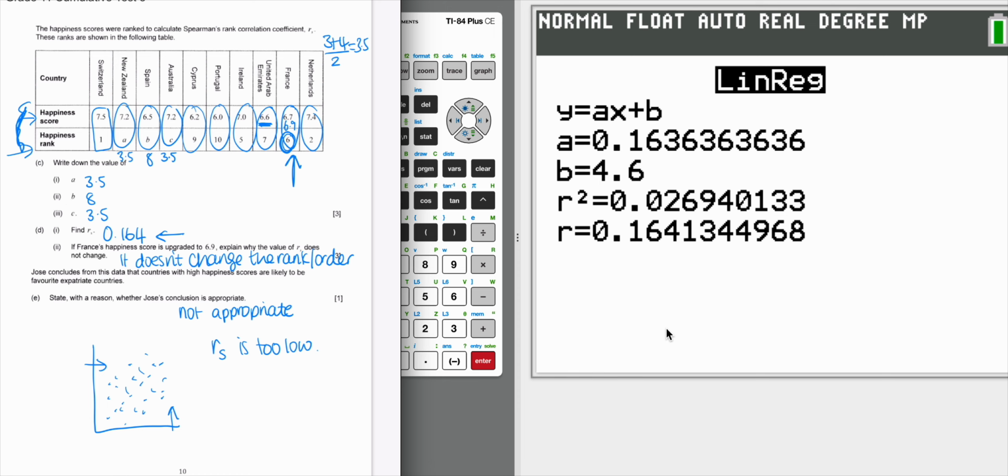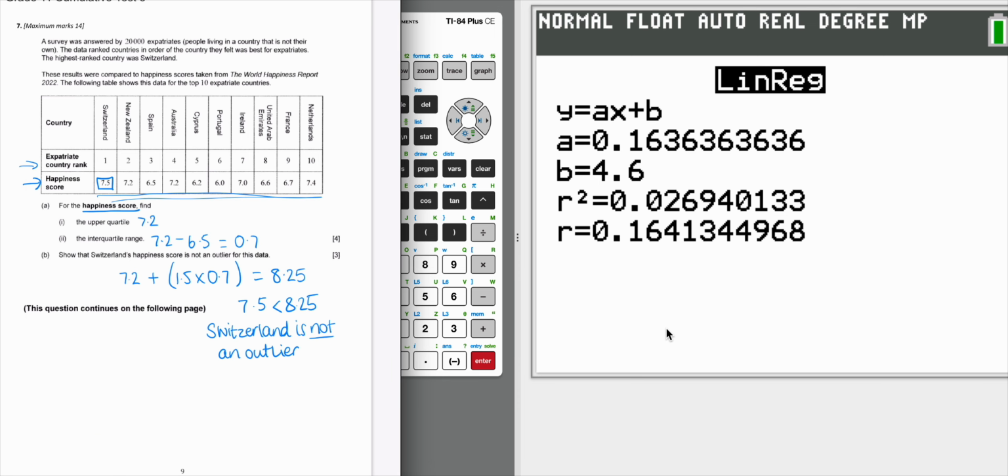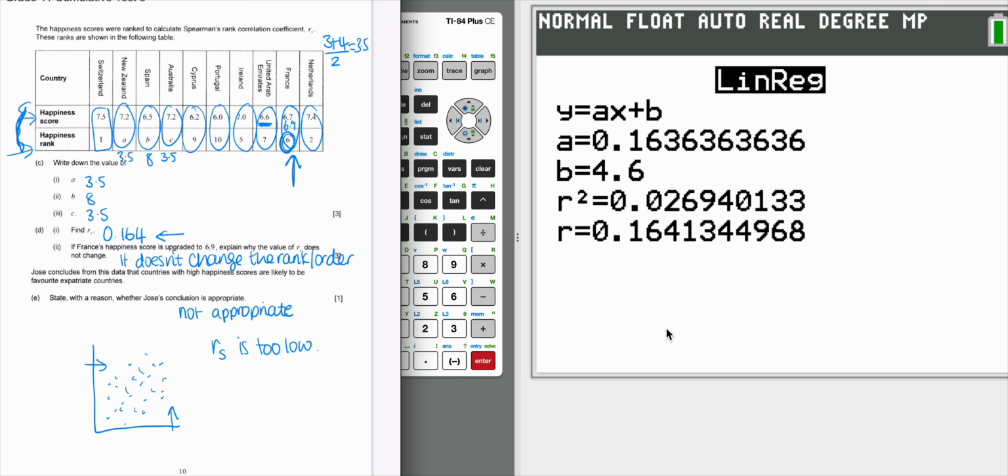So the marks for this question, the first one is 1 mark for the, 2 marks for the upper value, and then 2 marks, one of which would be for your calculation for your interquartile range. And then there is 3 marks here. One is for correctly doing the 1.5 times. One is for finding the 8.25, and then one is for the reasoning with the answer.